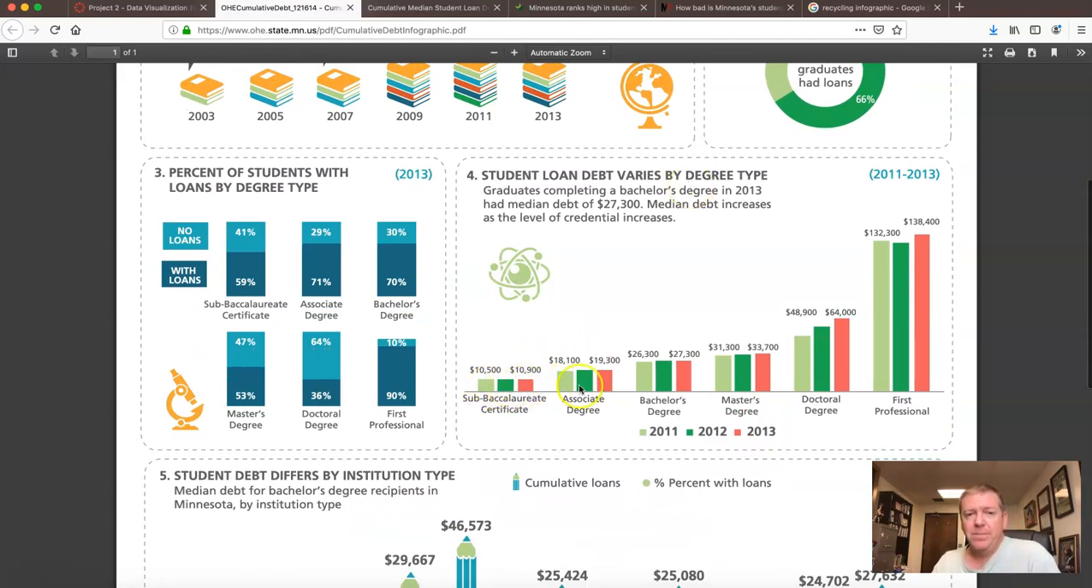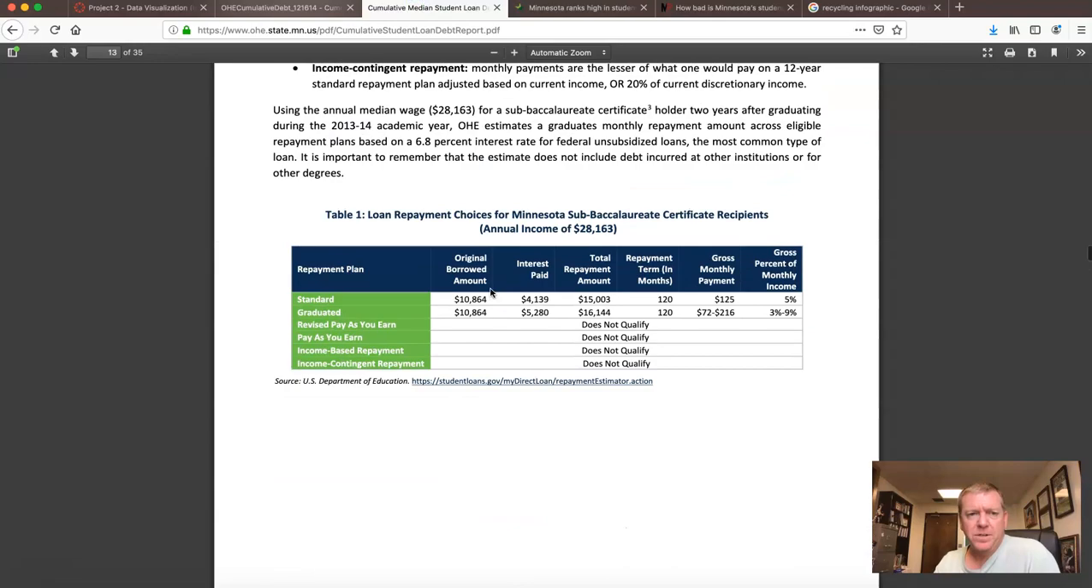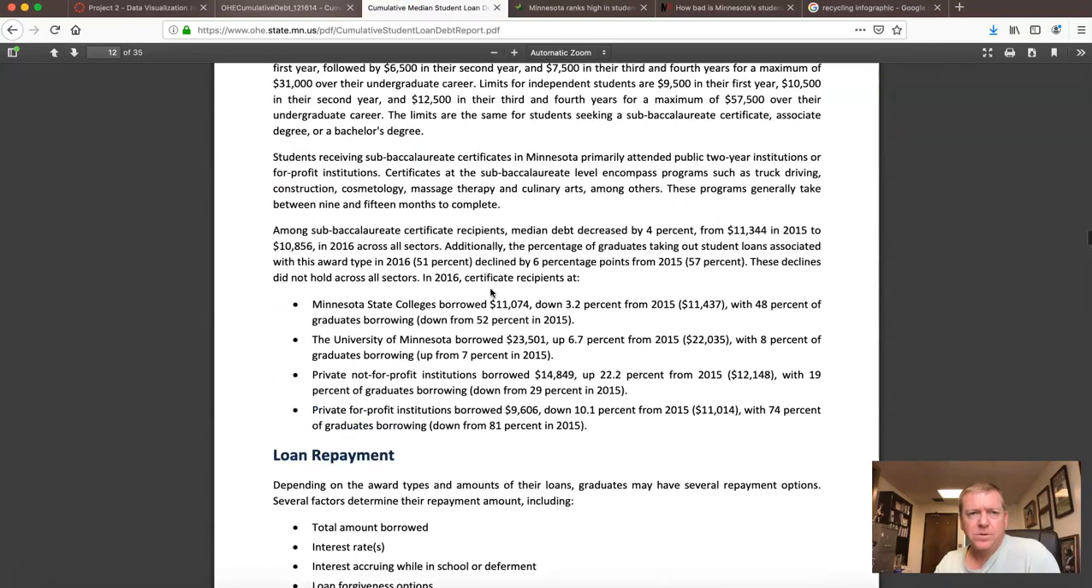Student loan debt varies by degree type. So sub-bac, associate's degree, to first professional degree, doctoral degree. This would be, I think, a law student perhaps, something like that, versus a master's degree, bachelor's and doctoral degree. Now I think we have probably somewhere in here the same amount of information.